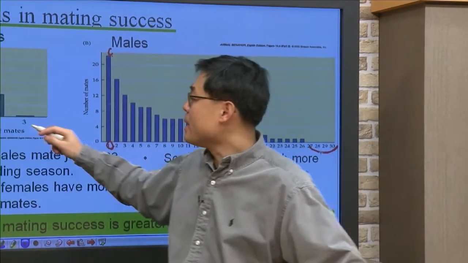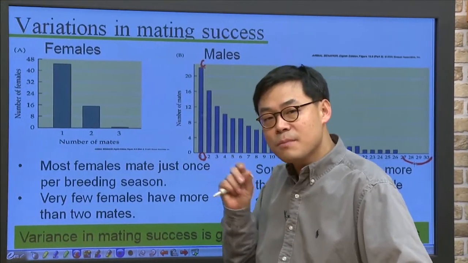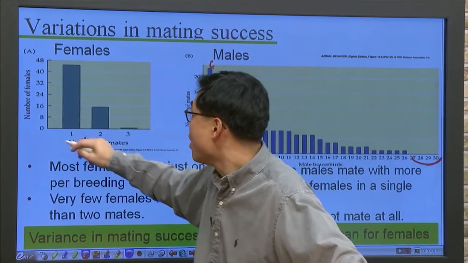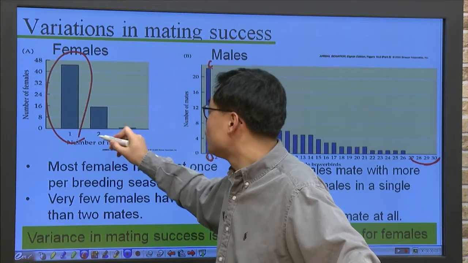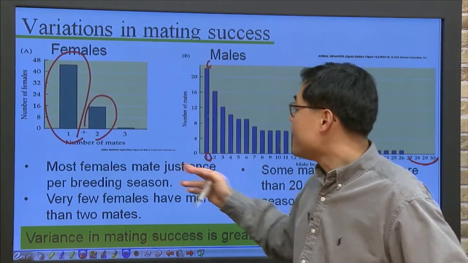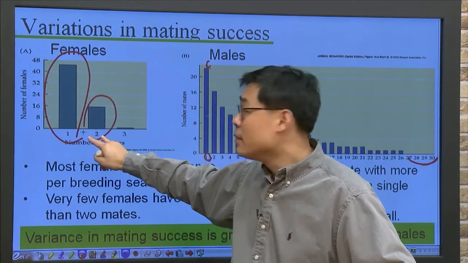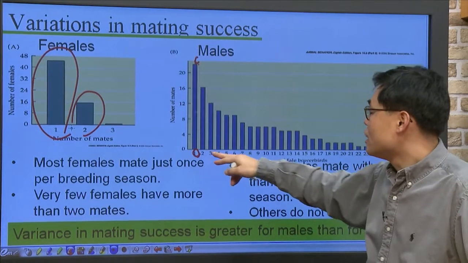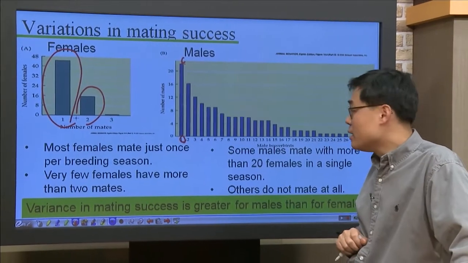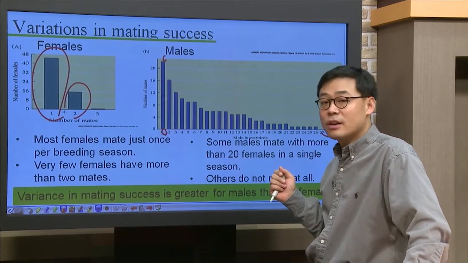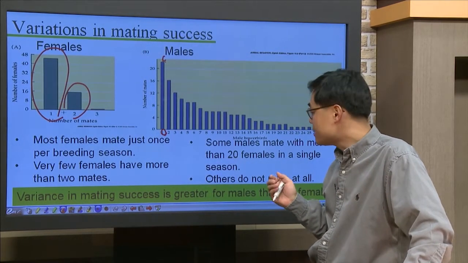But if you look at the females, the variation is usually small. Most of the females mated only once. Some mated twice, but almost all mated. So the variation is small for females, but the variation in mating success is huge for the males. A huge difference in variation in mating success between the sexes.